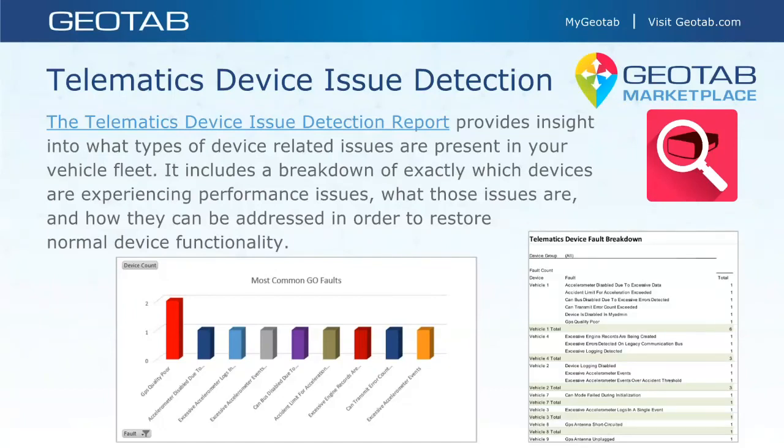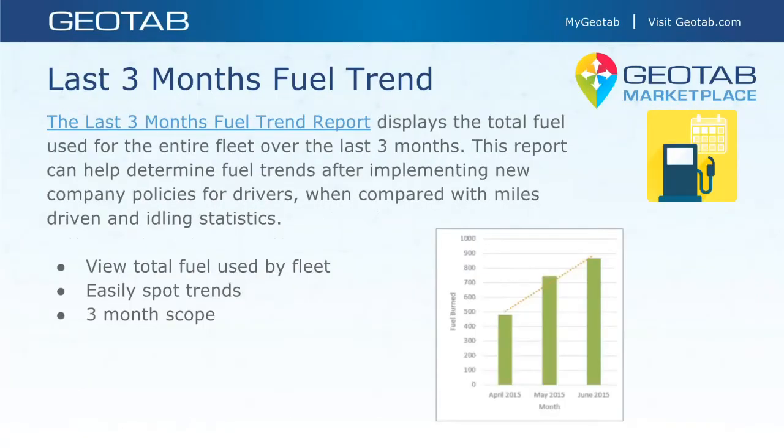If you have instances of vehicles going offline, they are losing power, you're getting weird accelerometer data, I would highly recommend using this report because it also gives you explanations on what these different faults mean, and it tells you how you can address them. So highly recommended on this one.